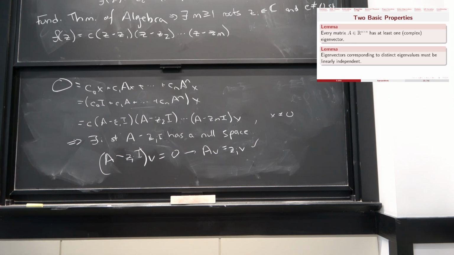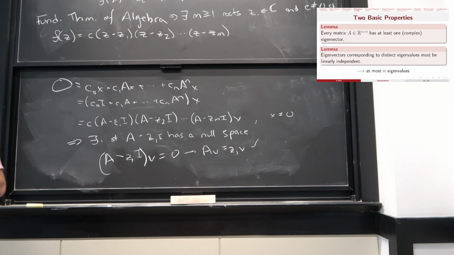Okay. So if we combine all of these different facts together, what you can conclude is that there's at least one eigenvector and there's at most n eigenvectors, right? Because if you have more than n, then somehow you're violating this linear independence condition here. So now the name of the game is a little more well-defined.